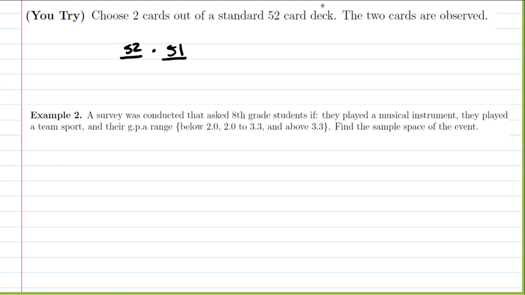All right, so a survey was conducted that asked 8th grade students if they played a musical instrument, they played a team sport, and their GPA range. And their possible choices were below 2.0, 2.0 to 3.3, and above 3.3. So we want to determine the sample space of this event. So once again, this is a multi-stage thing. Let's draw a tree diagram to help us out.